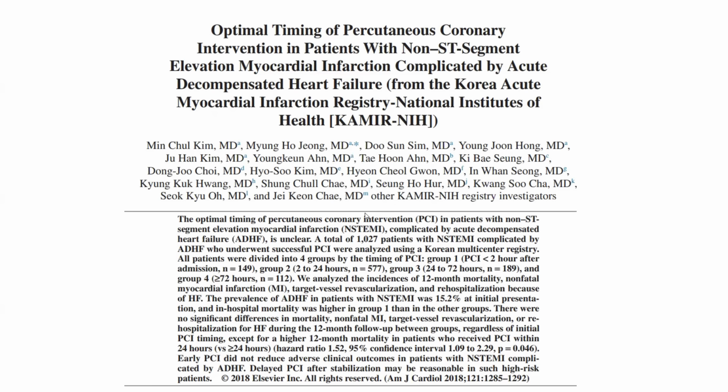And this is a paper that supports delaying cath in heart failure if possible. In this Korean registry of non-STEMI with acute heart failure, cath within 2 hours was associated with higher mortality, partly because of selection bias. Sicker patients were cathed early in that paper, but also partly because of potential harm of very early PCI in acute heart failure patients. And this is from that paper.